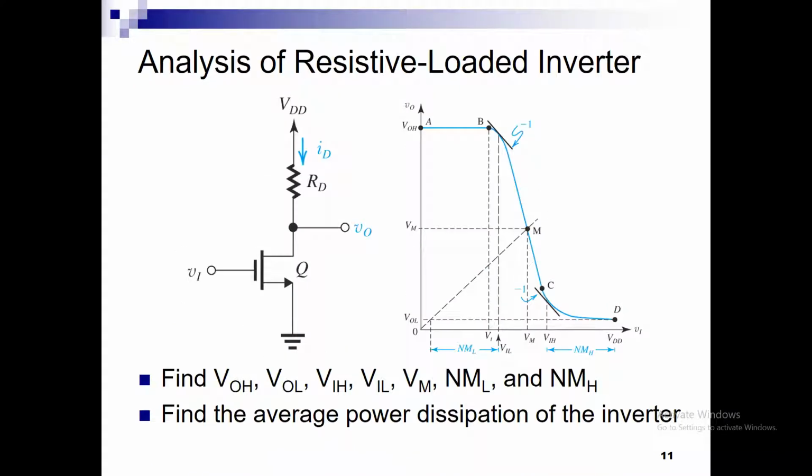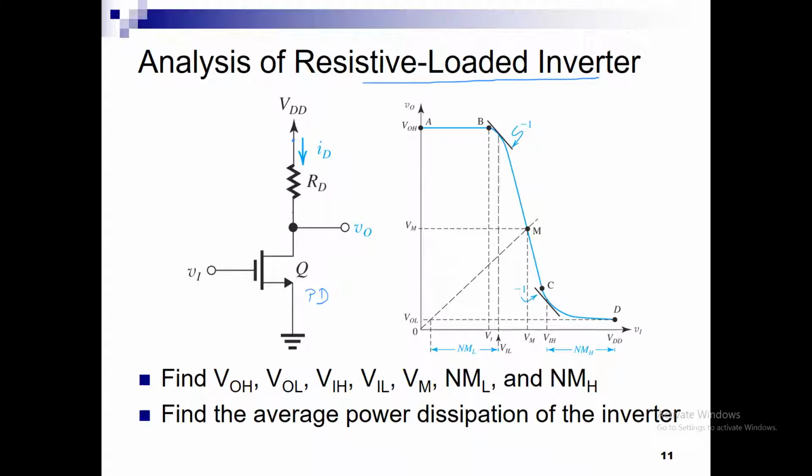So let us now start to derive the quantities that characterize the voltage transfer characteristic curve of the resistor loaded inverter. Resistor loaded inverter means it has a pull down and a resistor between VDD and V out. When the pull down is off, the resistor will pull things up, else when the pull down is on, it will fight the resistor and will pull the output down.